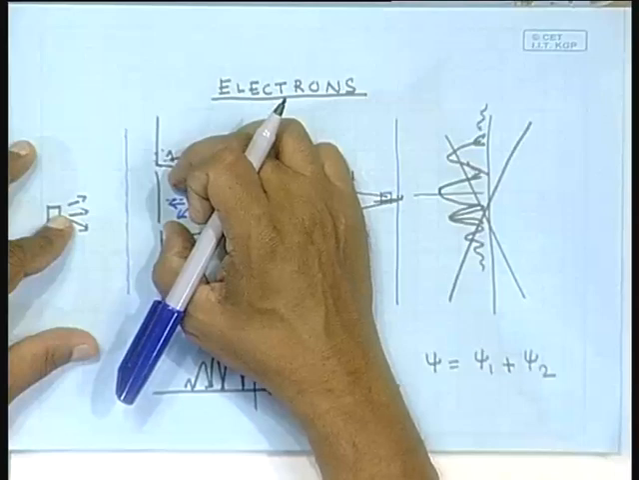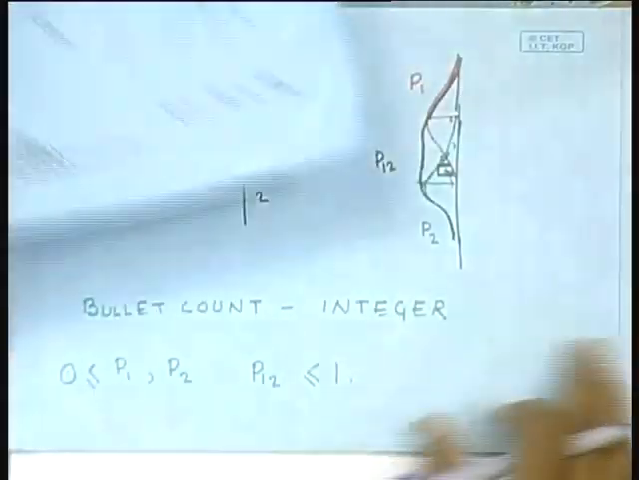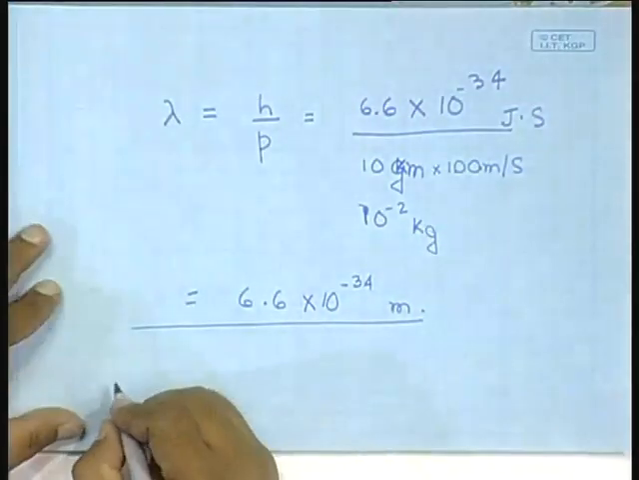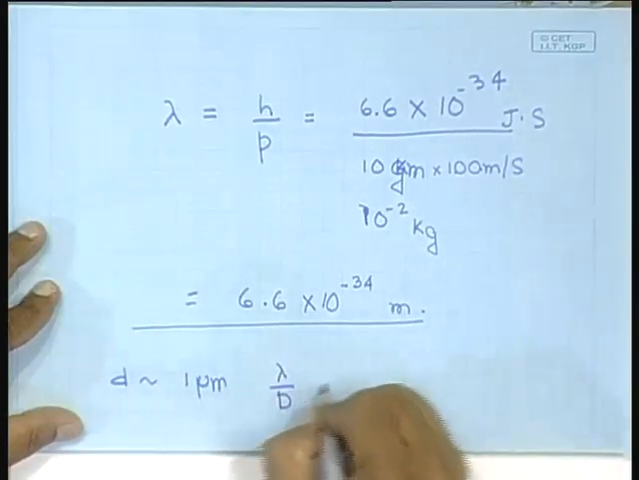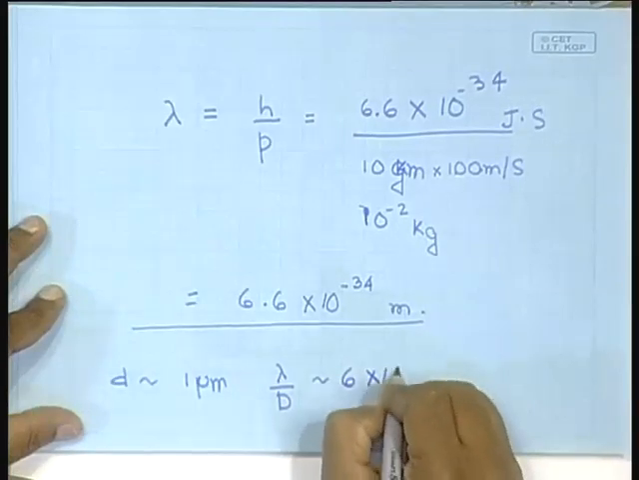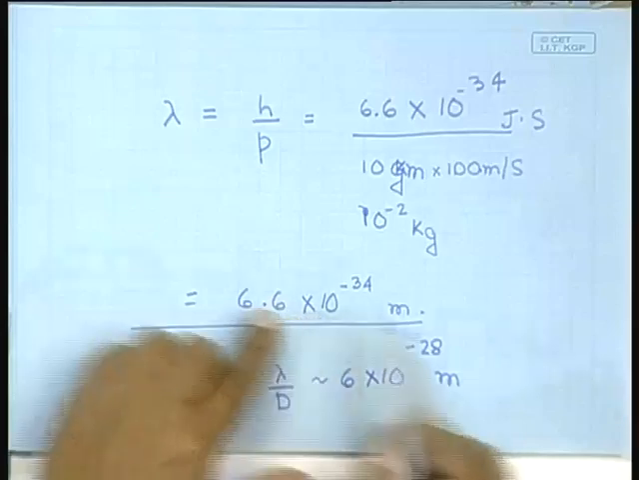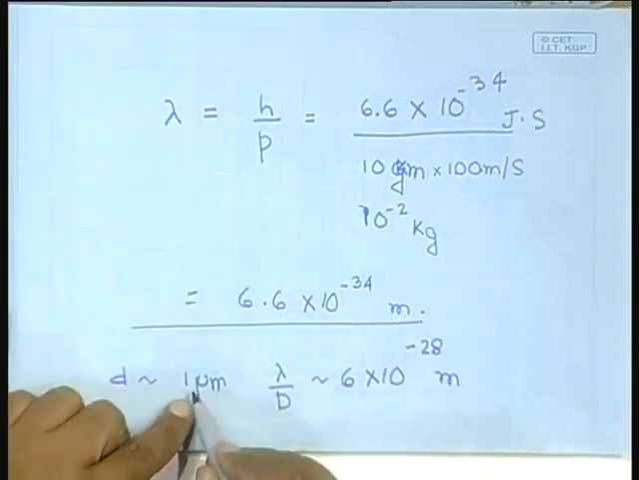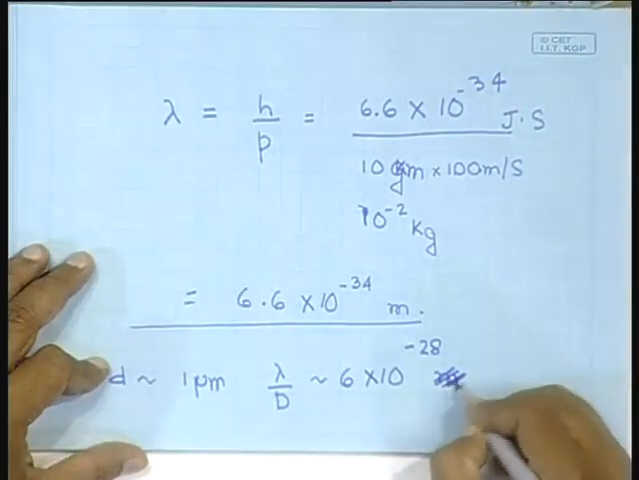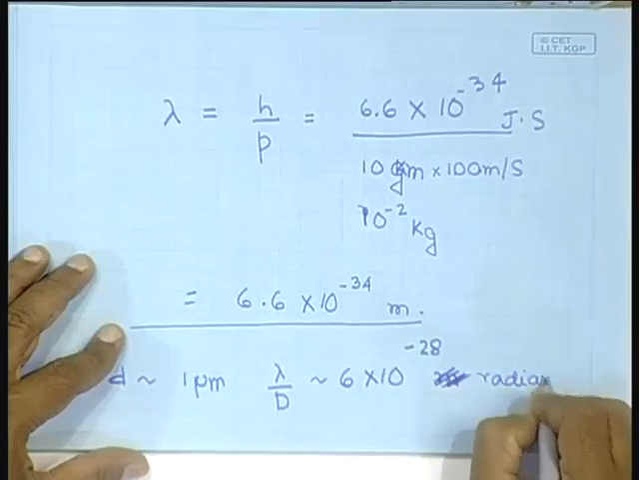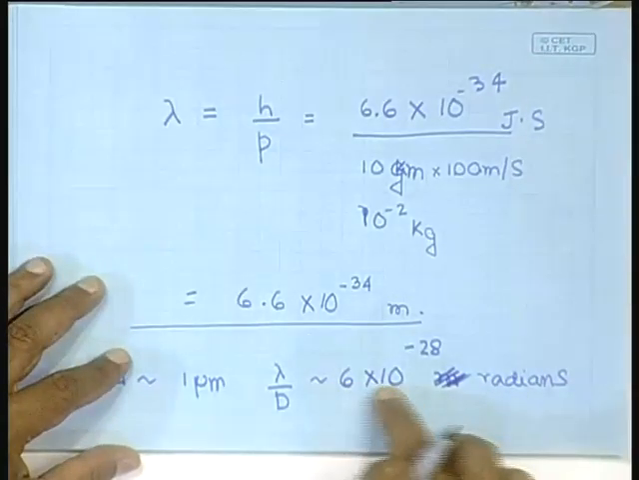So, if I take the separation between the two slits to be something like 1 micrometer, then lambda by d is going to be of the order of 10 to the power minus 28 meters. I am dividing 6.6 times 10 to the power minus 34 by 10 to the power minus 6. This is lambda by d, an angle in radians. And if I put the screen 1 meter away, this is going to be the spacing between the maxima.